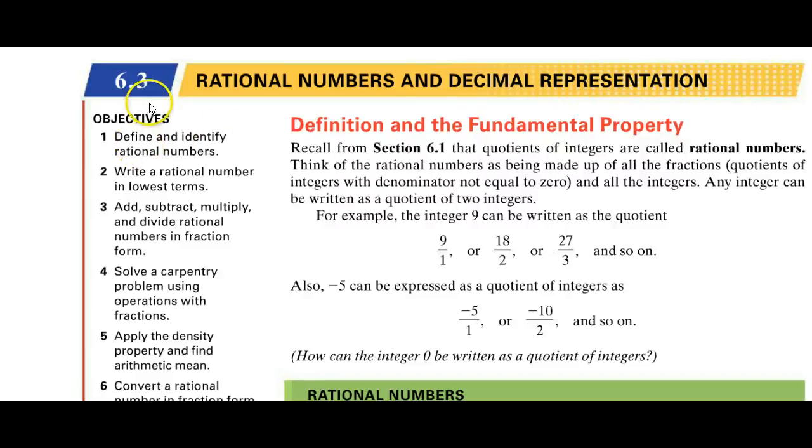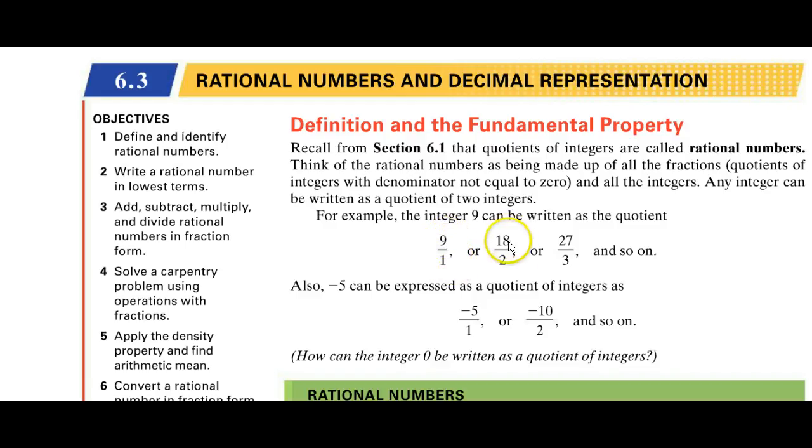In section 3 of chapter 6, we're going to take a look at rational numbers and decimal representation. Now, as we look at these, they look like fractions, but notice that the 9 is over 1. Every number that doesn't have a number under it is over 1. Now, there are different ways to represent this 9 over 1.